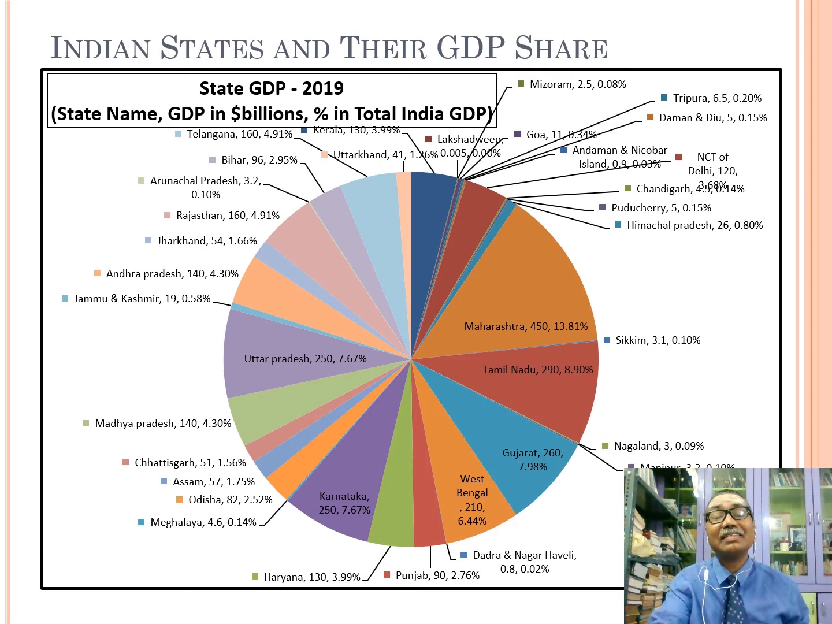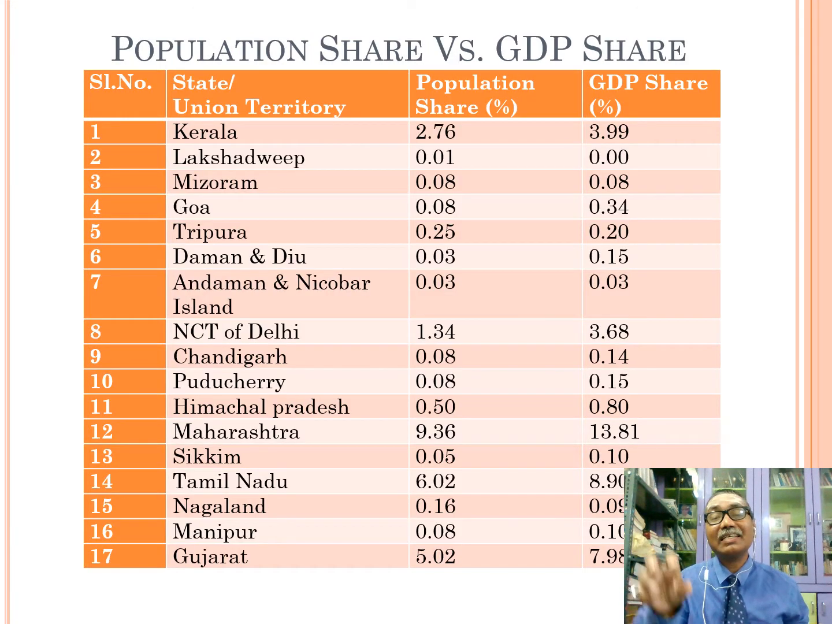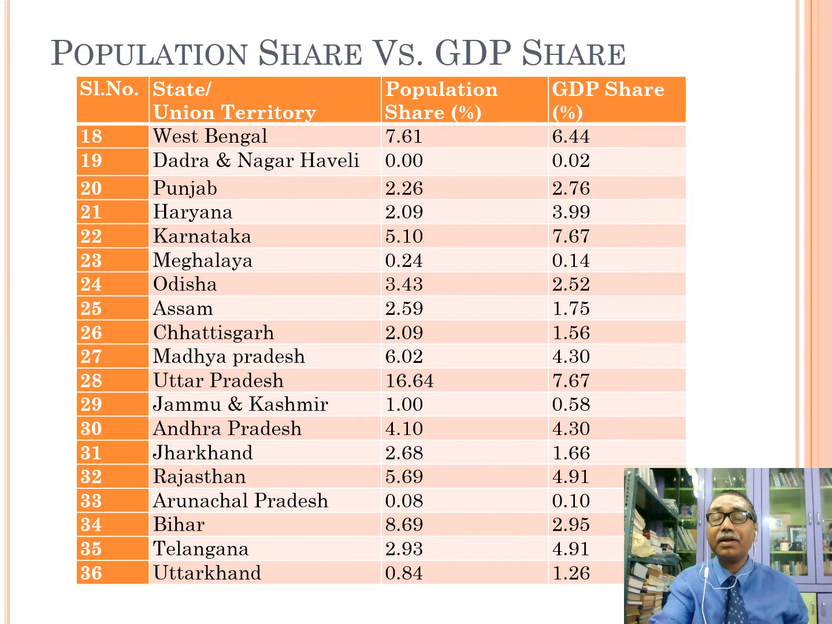Going further, see this. This is a better visualization table I have put, showing population share and GDP share among all Indian states and union territories. I will tell you one more research finding at the end of the presentation: the relationship between population and GDP. I found that there is a strong correlation between population and GDP. Interesting finding.